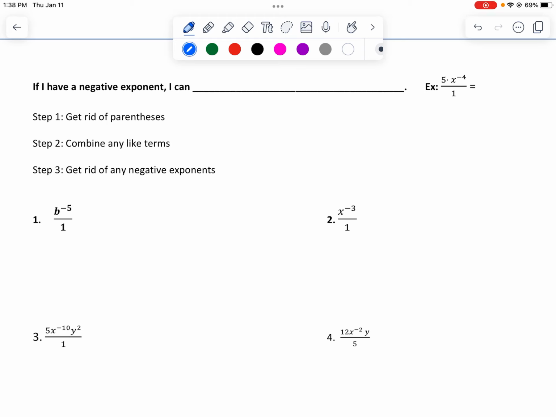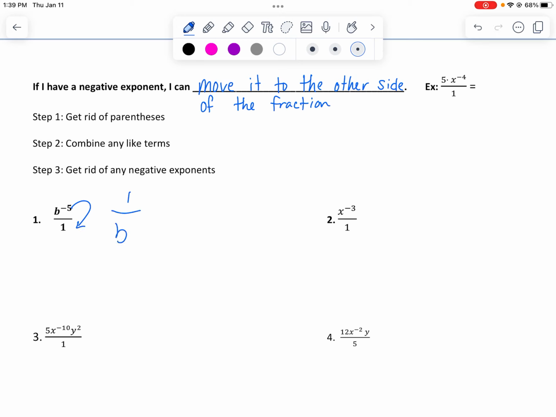If I have a negative exponent, I can move it to the other side of the fraction. So if I see a negative up top, move it to the denominator, and I get 1 over b to the 5th. If I have x to the negative third in the numerator, move that to the bottom, I get 1 over x to the positive 3.